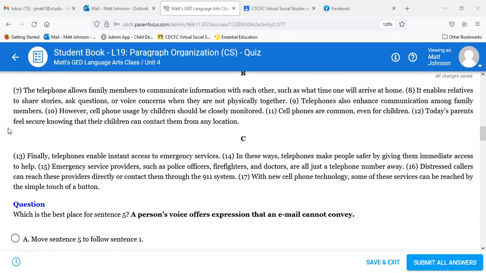Emergency service providers such as police officers, firefighters, and doctors are all just a telephone number away. Distress callers can reach these providers directly or contact them through the 911 system. With new cell phone technology, some of these services can be reached by the simple touch of a button.